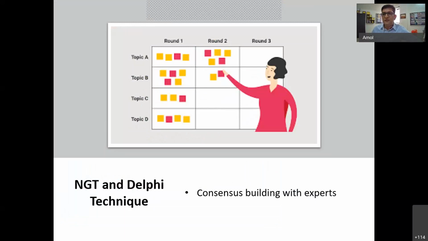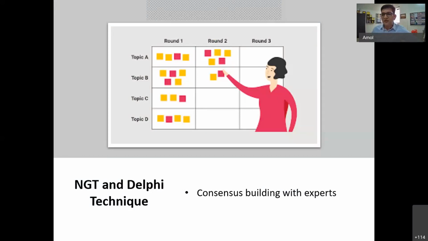But in organizations, in programs, you often encounter a situation where you are required to develop consensus with your program staff or with a set of educators. For them, nominal group technique and Delphi techniques are important.